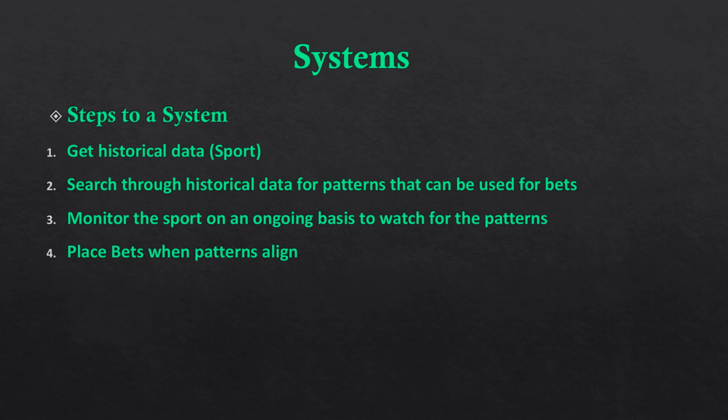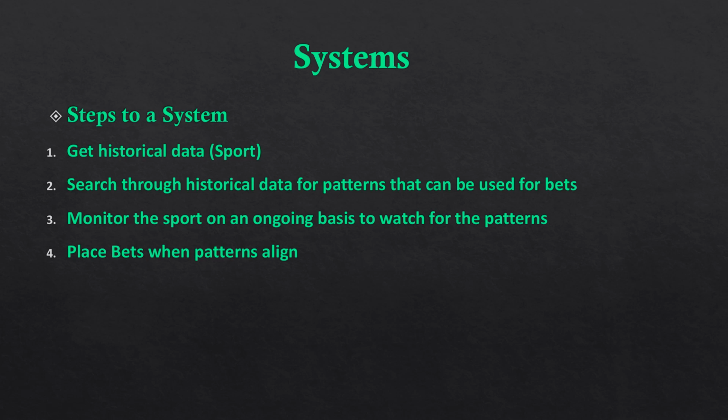So let's look at the steps to a system. Number one, you usually have to get historical data from your sport. Number two, you would search through that historical data for patterns that can be used for bets. Number three, you would monitor the sport on an ongoing basis to watch for those patterns. And number four, place bets when patterns align.